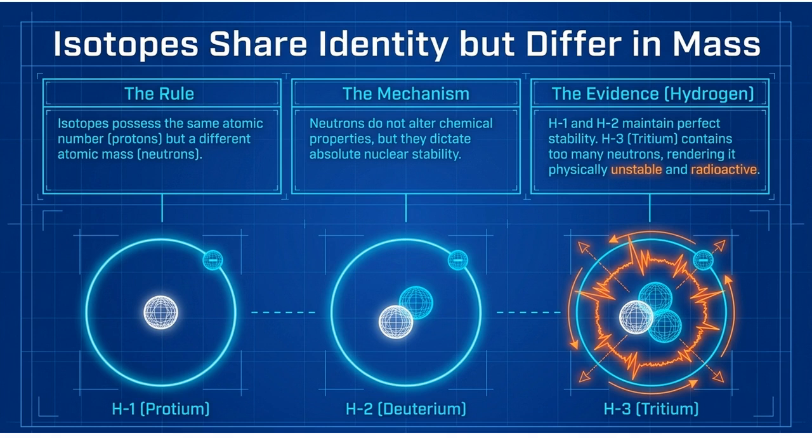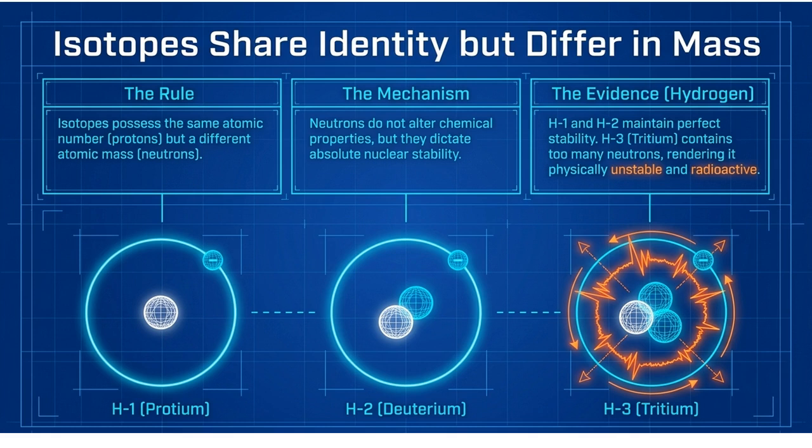Isotopes share identity but differ in mass. While elements are defined by their protons, isotopes of the same element possess the same atomic number but differ in mass because they contain different numbers of neutrons. This doesn't alter chemical properties, but it does dictate nuclear stability.